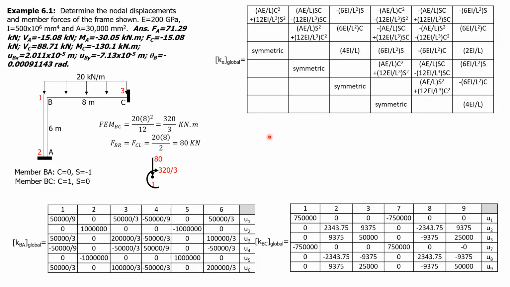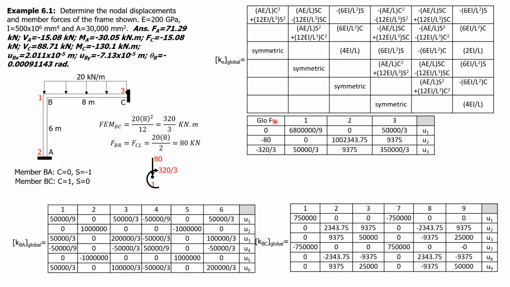Then let's assemble the 3 by 3 matrix, global forces. So along X or axial, 0 at node 1. And we have the vertical load negative 80 and moment negative 320 over 3 because that's clockwise. Then 1 is the sum of 750,000 and 50,000 over 9. We also fill up the supposedly 6 by 6 matrix 1, 2, 3, 7, 8, 9.